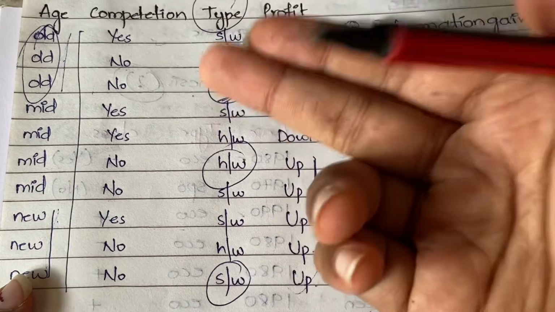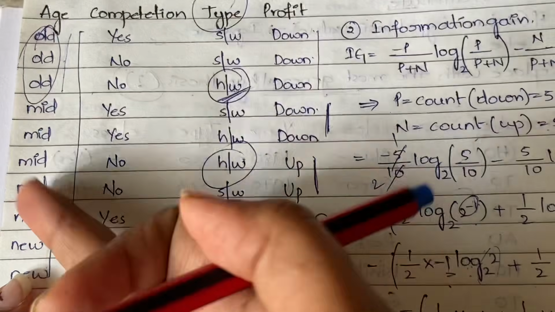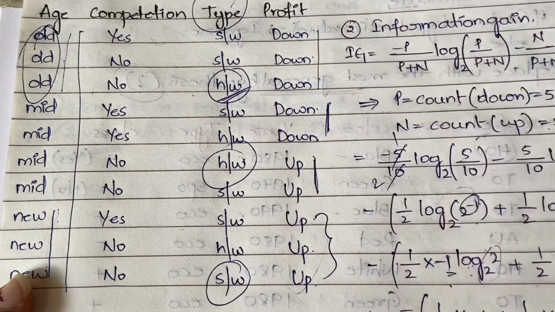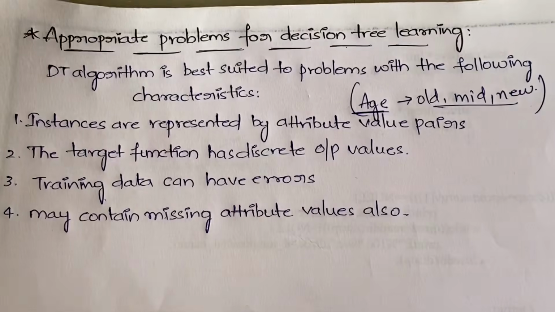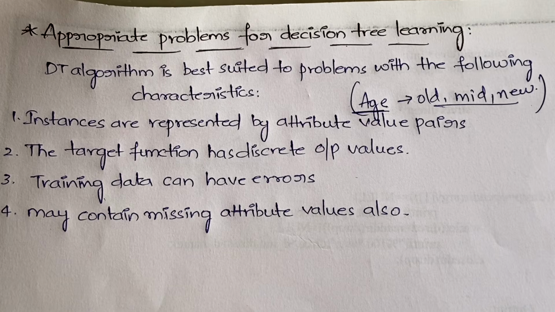Because we did not even have any use for this type, right? We just constructed our decision tree based on age, competition and profit. So even if some of the values are missing, or if you have some errors in the type, it will work, right? Because type is not influencing the design of our decision tree, so it will work even if there are errors and even if there are missing values. So in these situations you can apply this decision tree learning algorithm.